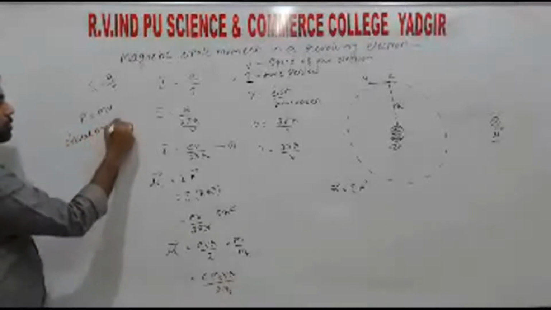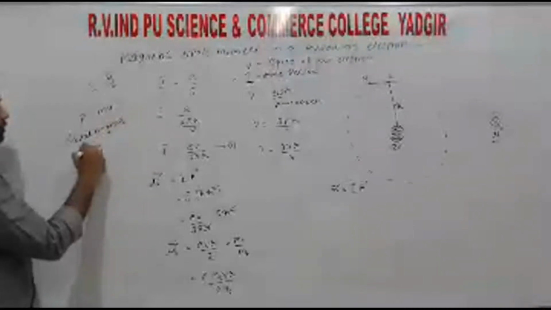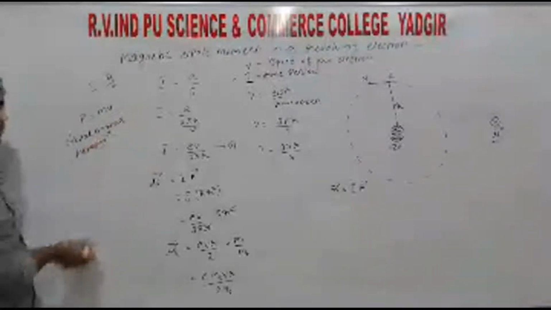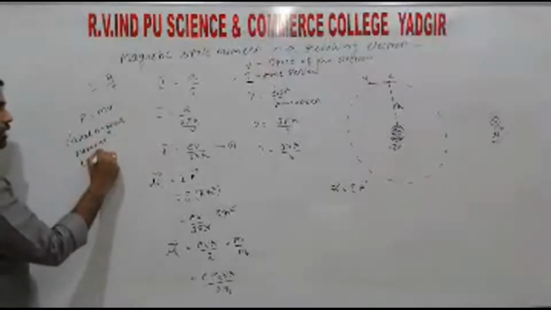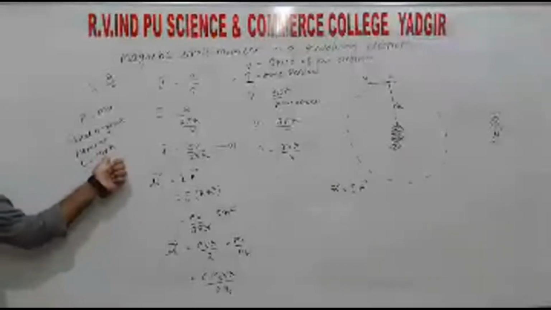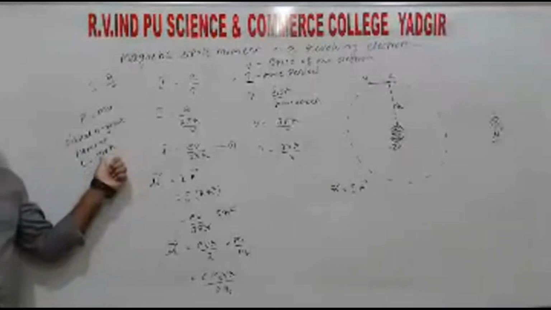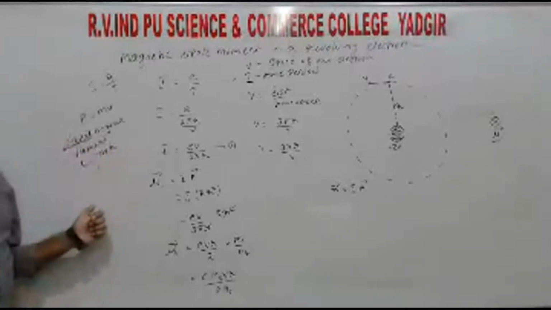angular momentum. We also discussed this in first year. So that is denoted by L, so that is m v r. So mass of the object, velocity and radius. When it rotates in a circular path, we call it orbital angular momentum.